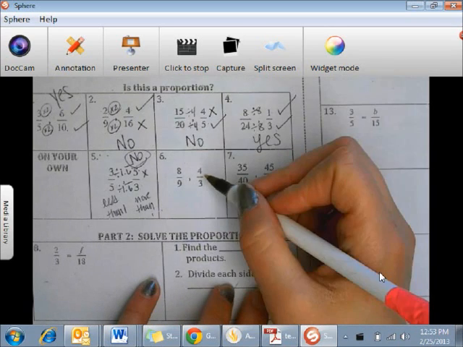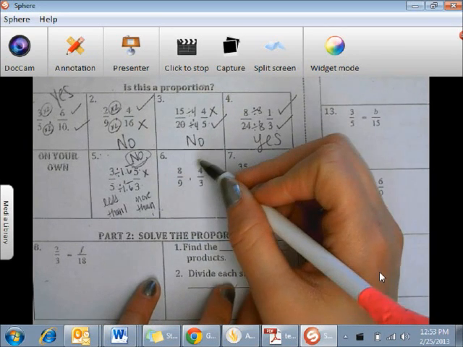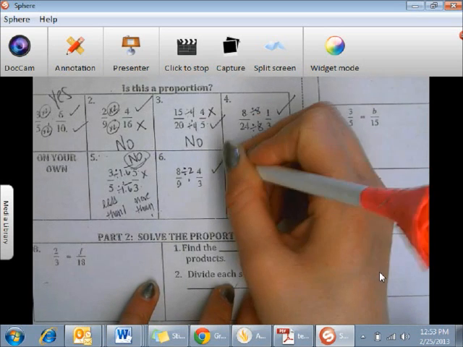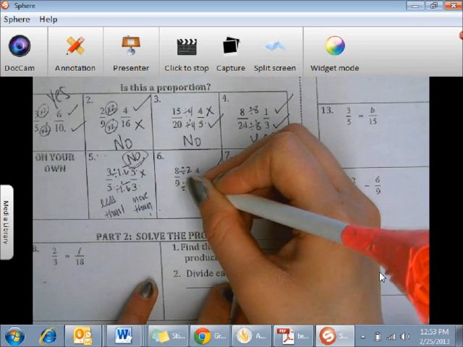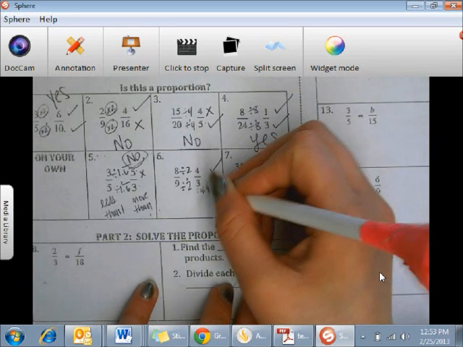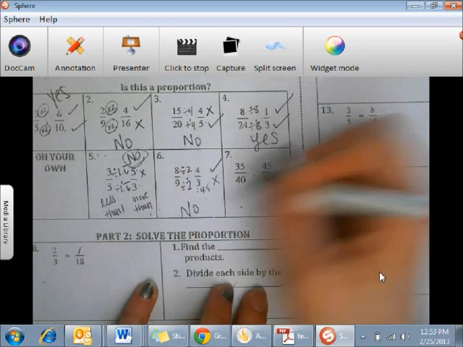If we did 8 divided by 2, I know that gives me 4. So if I divide 9 by 2, do I get 3? I actually get 4.5, so that won't work. So this one is no as well.